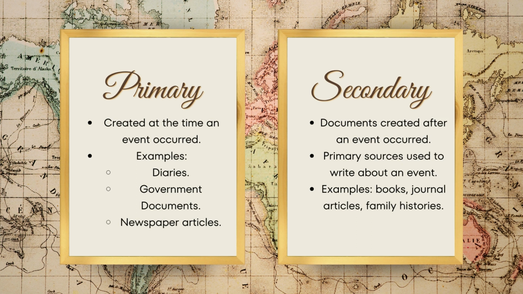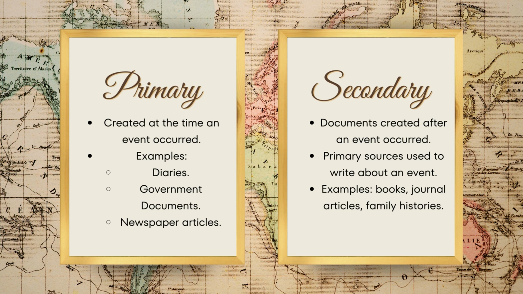As you delve further into your research, keep in mind the two types of sources you're likely to encounter. Primary sources were created at the time an event occurred. These may include diaries, government documents, newspaper articles, and photographs or artwork. Sometimes these items are more personal in nature, such as a diary or a photograph, while others may be more official, such as newspaper articles and official government documents.